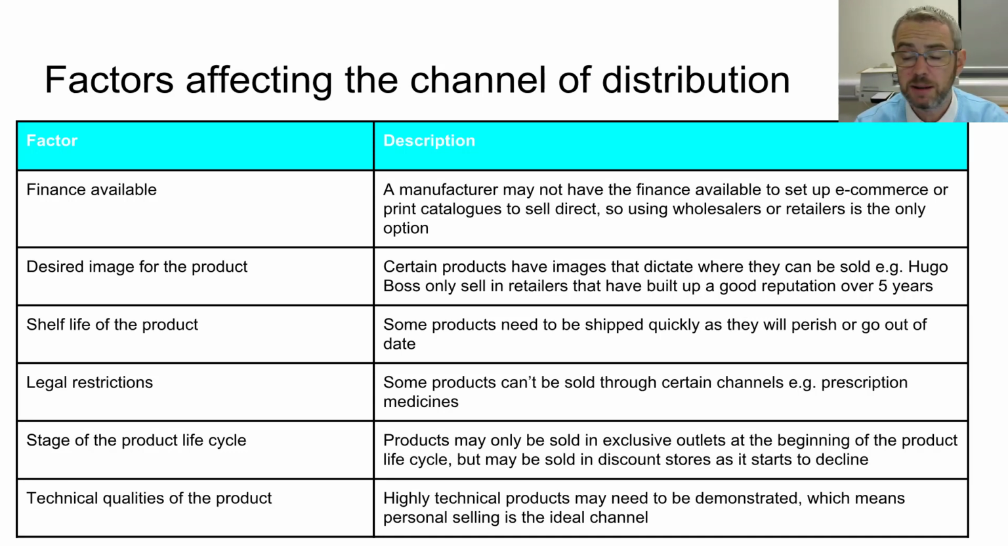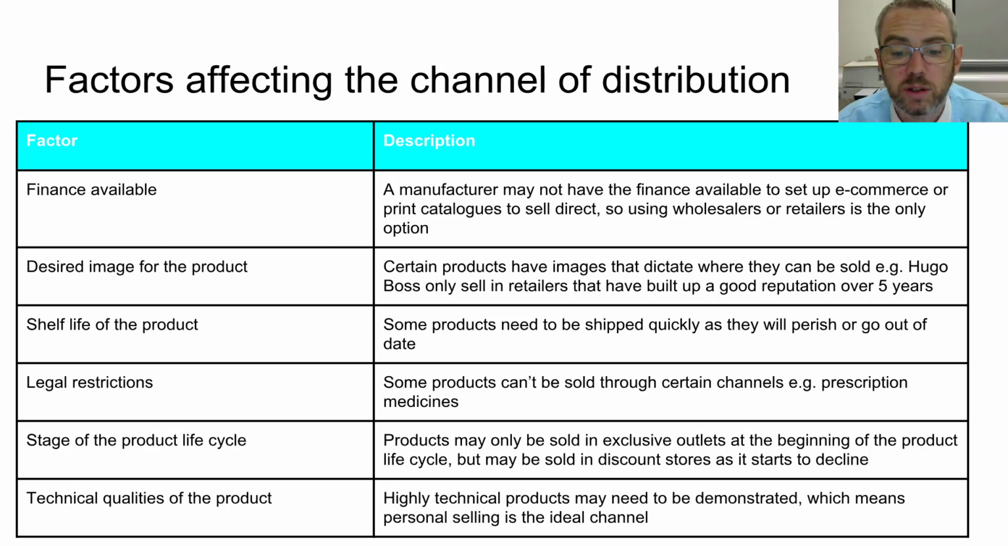Legal restrictions, prescription drugs. So you've got to make sure that it's going down a prescribed route. There you are. The stage of the product life cycle. If your product's in decline, you're probably likely to find it in a lot of discount stores, as opposed to your more exclusive products, which are going to be in your high-end shops.